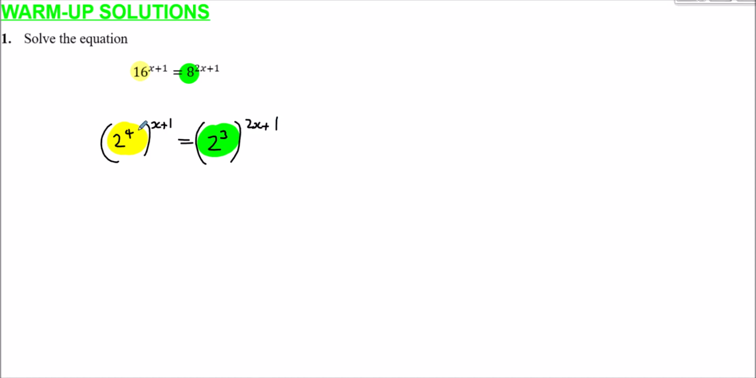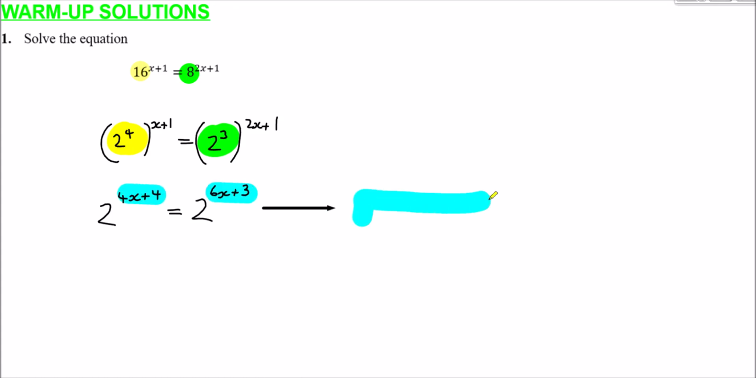So we've got powers next to powers, so we need to multiply these together. So 4 times x plus 1 gives us 4x plus 4 for the new power of 2 on the left. On the right, 3 times 2x is 6x. 3 times 1 is 3. So we can see here the base values are the same for both, to the power 2. One side's equal to the other. The only logical conclusion we can make is that the powers must be the same. So therefore we can conclude that the 4x plus 4, this particular power, must equal this power here.